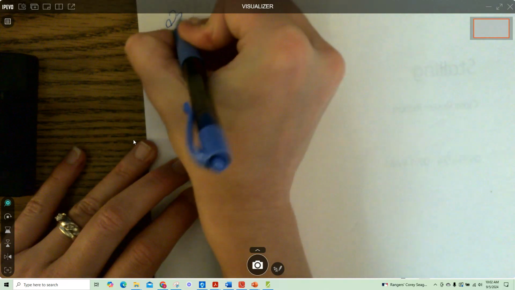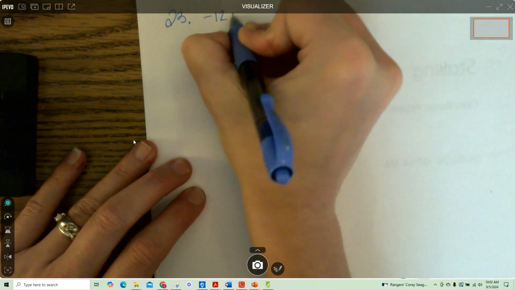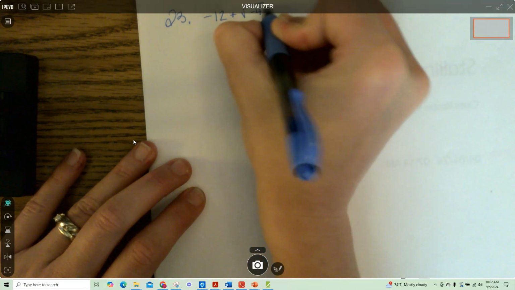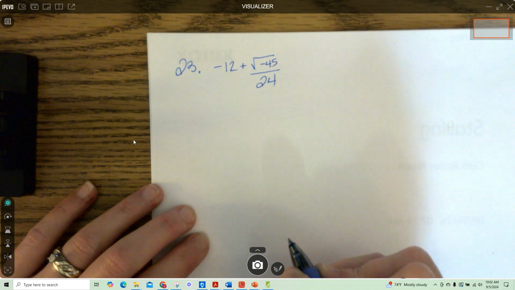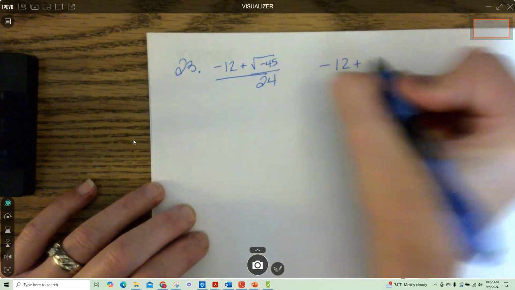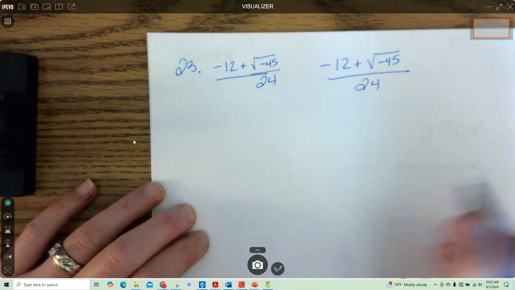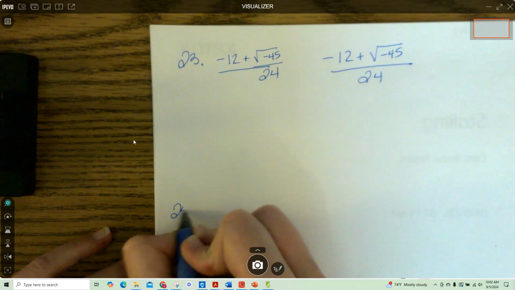Okay. Hunter, what's your 23? Negative 12 plus square root of negative 45 over 24. Like that? Ooh, all of it's over 24. So negative 12 plus the negative square root of 45 over 24, like that? Yes, ma'am. Simplify.